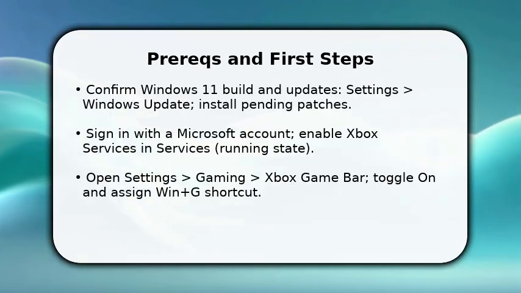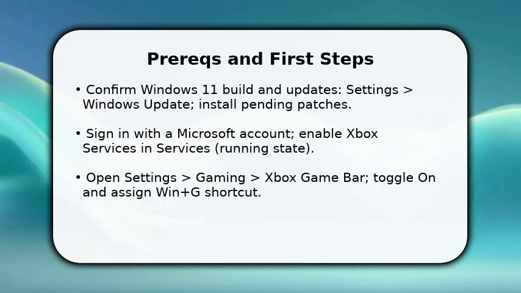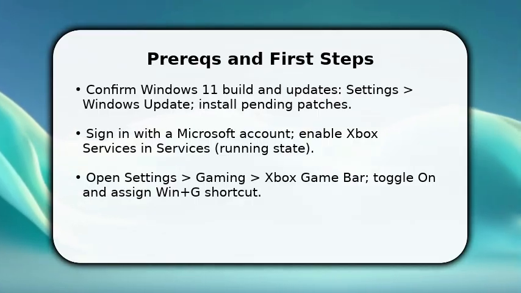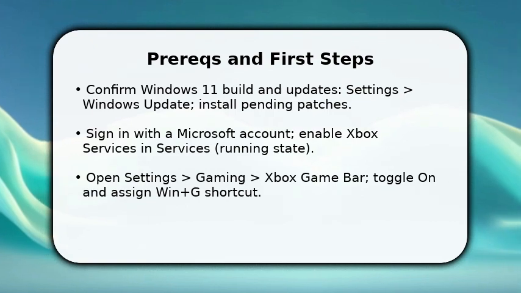This provides the backend. Once done, open Settings, go to Gaming, then Xbox Game Bar, toggle it on and verify the Win+G shortcut. This activates the app UI hooks, so the game bar can respond when you call it.